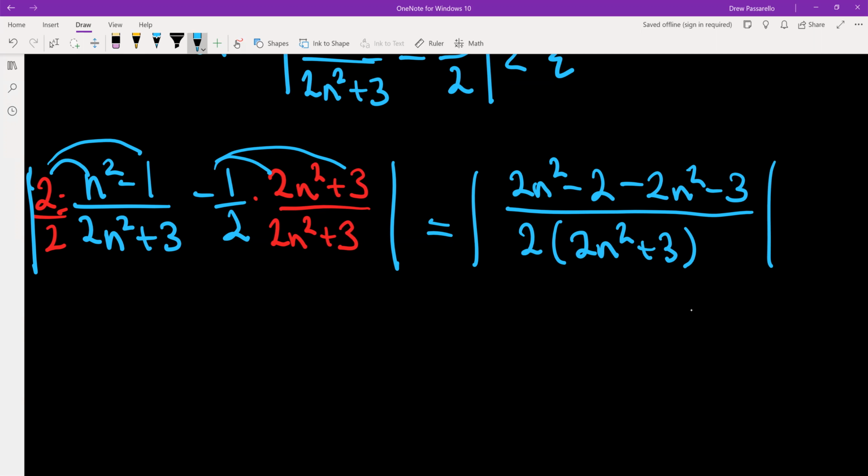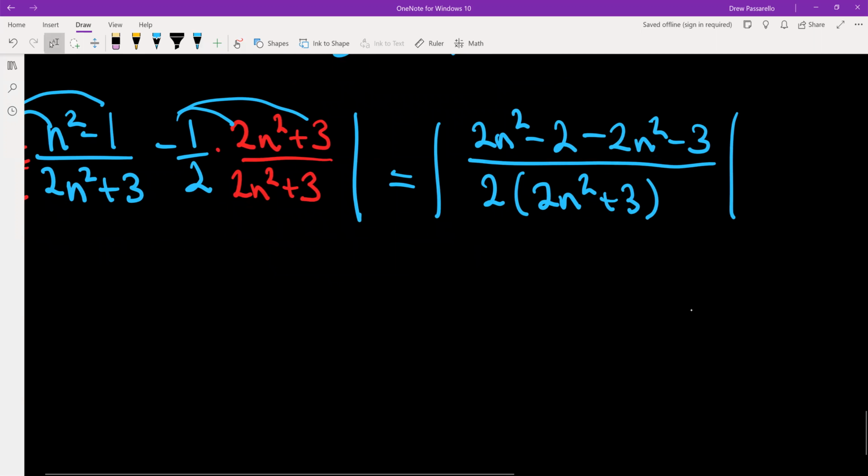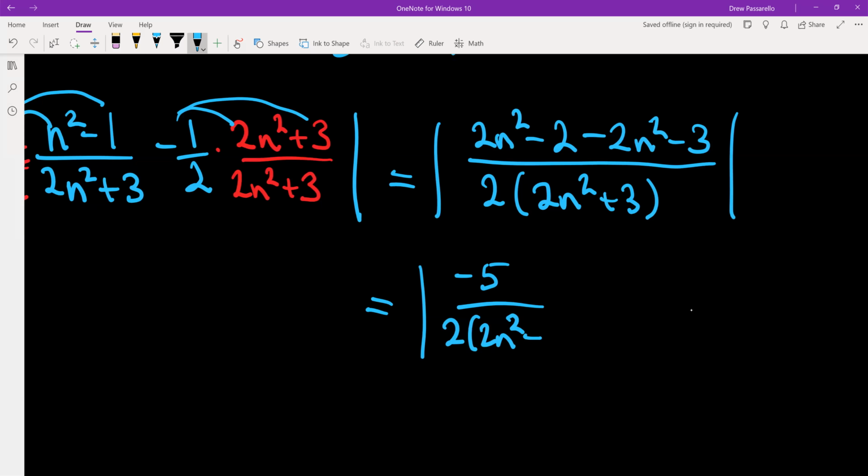All right, so the 2n squared minus 2n squared cancel out, and then we have minus 2, then minus 3 makes minus 5. So that's going to equal minus 5 over 2 times 2n squared plus 3. And that's less than or equal to positive 5 over 2 times 2n squared plus 3.